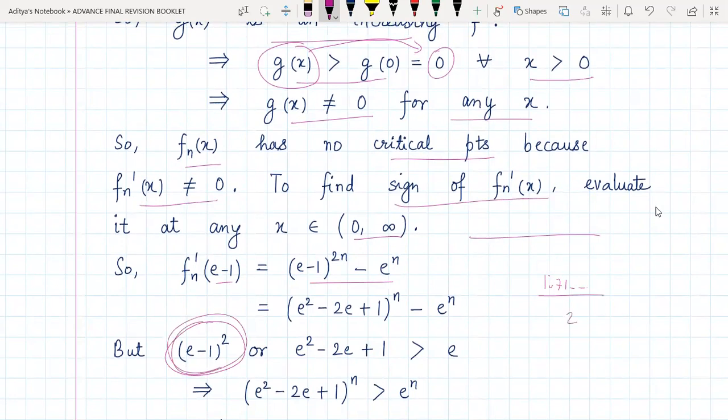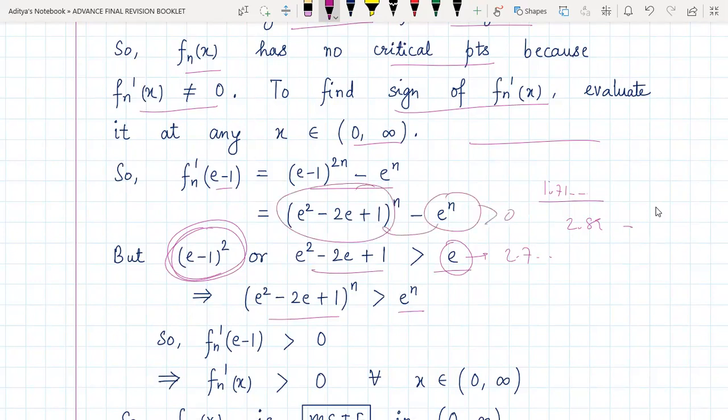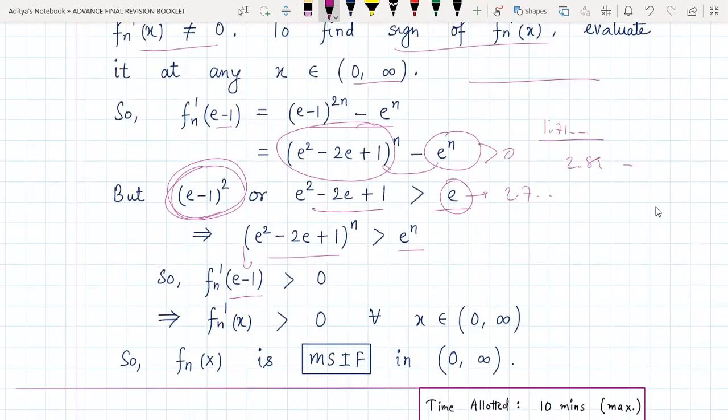So its square would obviously be 2.89 something, which is obviously greater than e, because the e value is approximately 2.7 something. So that's what we are able to say, that since this is greater than e, we can say power n would also be greater than e^n. So basically this is greater than this, so the difference is positive. So the derivative is positive at this point. Since it is positive at this point, it will always be positive for all x in this interval, and that's what gives us the conclusion that f_n(x) is monotonically strictly increasing in the entire interval 0 to infinity.